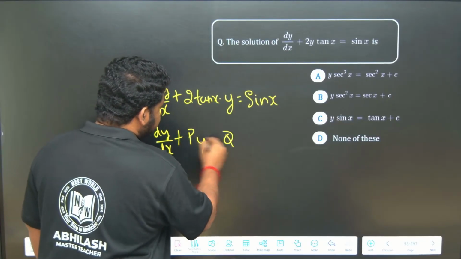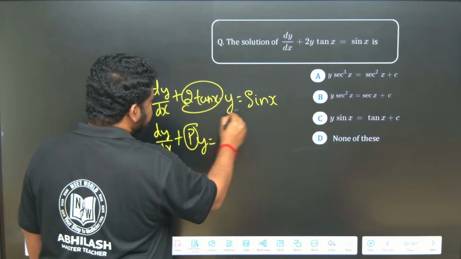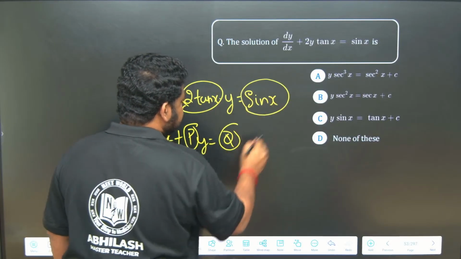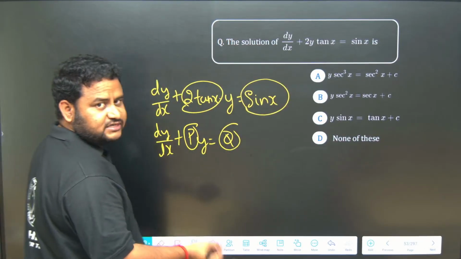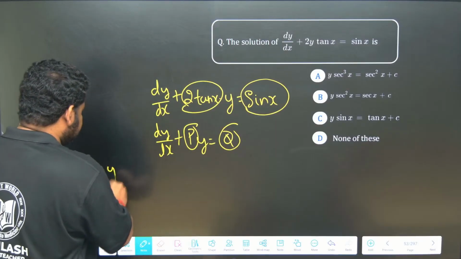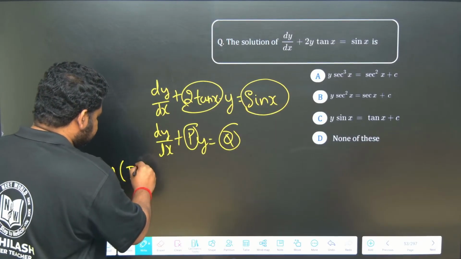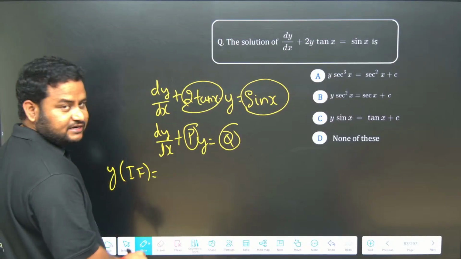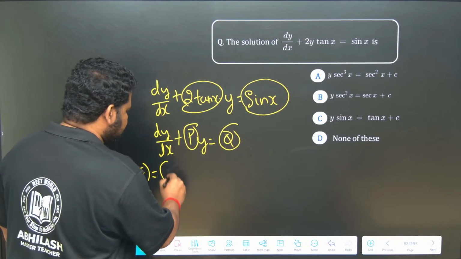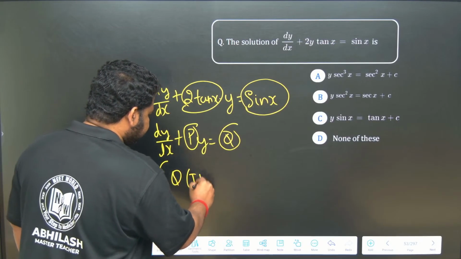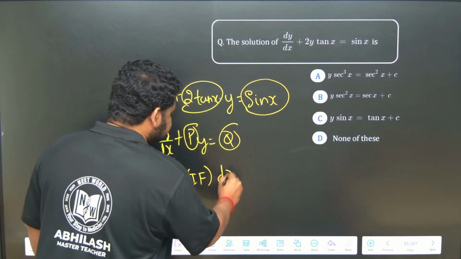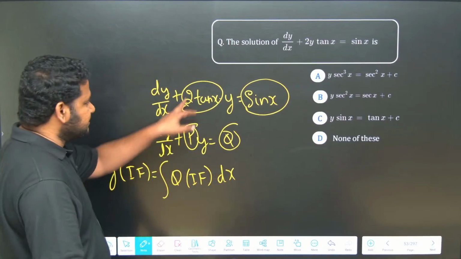So p is nothing but 2 tan x, and q is sin x. The solution of the differential equation is y into integrating factor is equal to integral of q into integrating factor dx, because p is in terms of x.